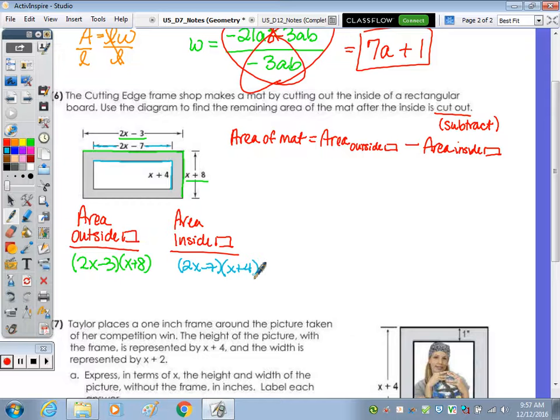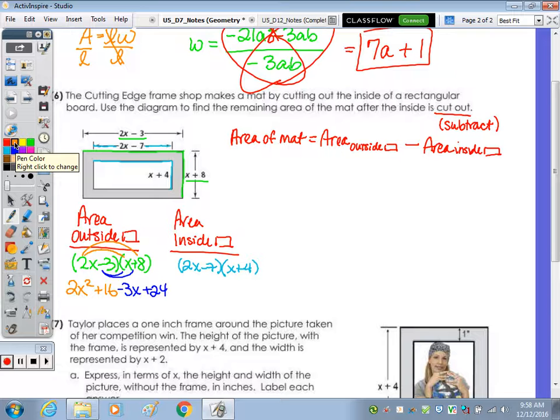Now to review multiplying two binomials. So using the distributive property, we're going to distribute the 2x all the way through. 2x times 2x is 2x squared. 2x times 8 is 16x. Now distributing the negative 3 through. Negative 3 times x is negative 3x, and negative 3 times a positive 8 is negative 24.